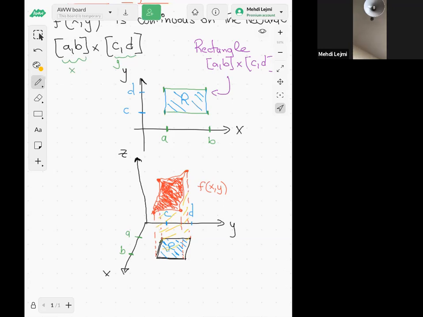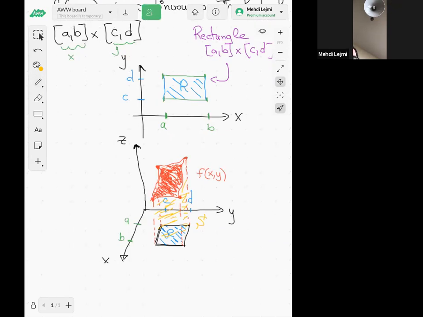Right? So again, you're going to have a solid bounded by the graph of the function f and your rectangle R. The goal now would be to find the volume of this solid S. So here's my solid S. This one here. And so we want to compute the volume.